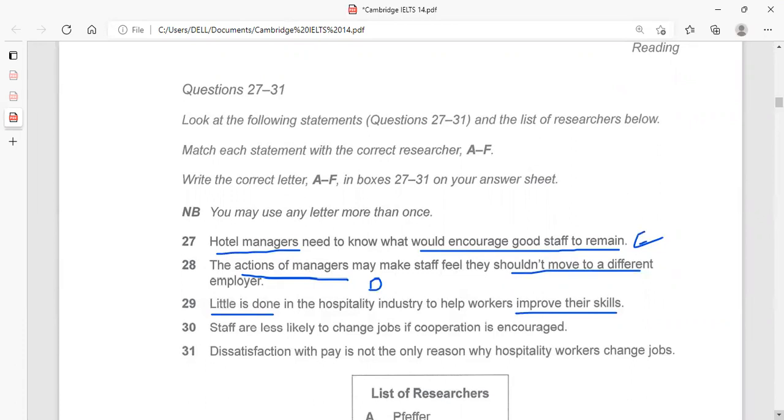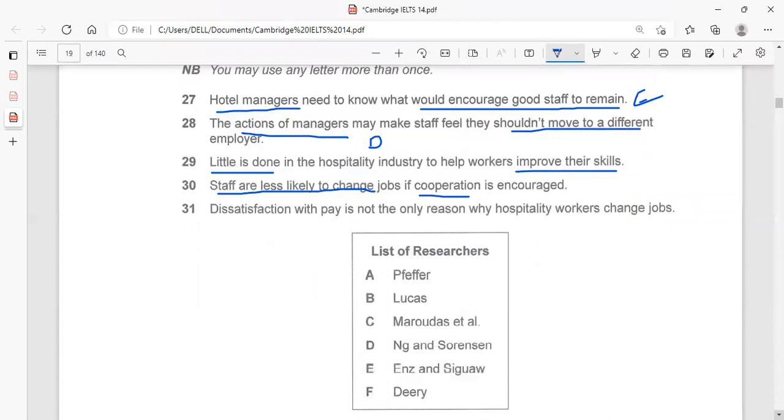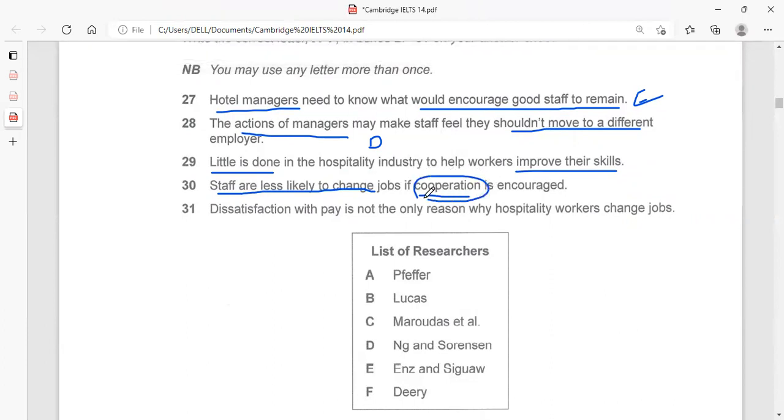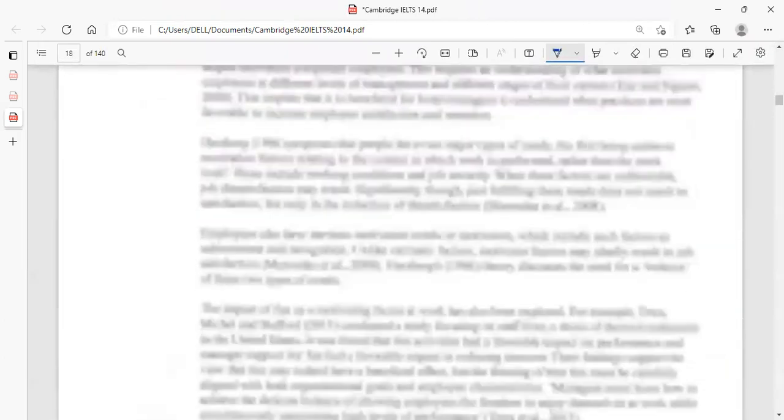All right. 30th one. Staff are less likely to change jobs if cooperation is encouraged. If cooperation. Ma'am, D. Okay. Anybody else who has a different answer? Cooperation. Here the keyword is cooperation. Anybody else who has a different answer to this?